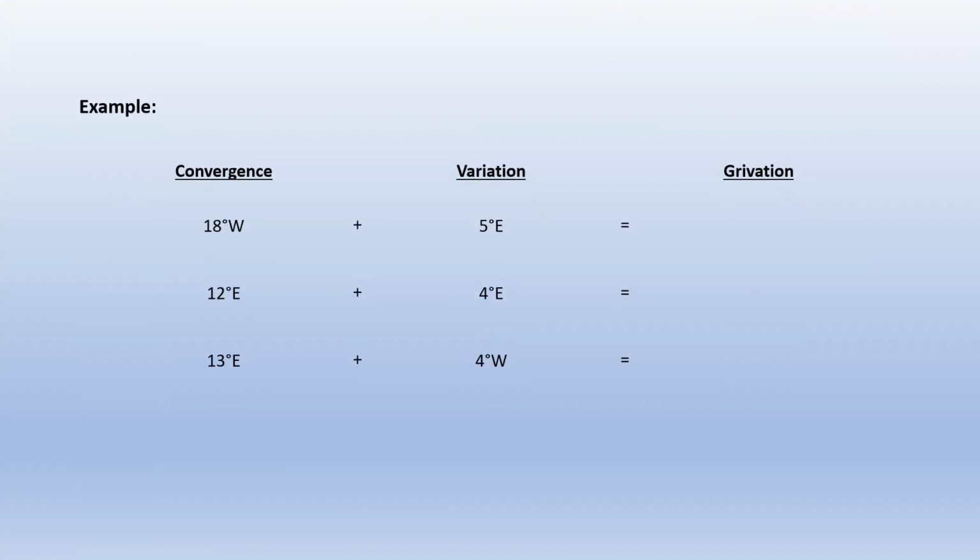This example will demonstrate how to calculate grivation. Convergence 18 degree west plus variation 5 degree east, grivation equal 13 degrees west. Treat the difference between east and west like positive and negative in standard math calculation. Convergence 12 degree east plus variation 4 degree east, grivation equal 16 degree east. Convergence 13 degree east plus variation 4 degree west, grivation equals 9 degree east.